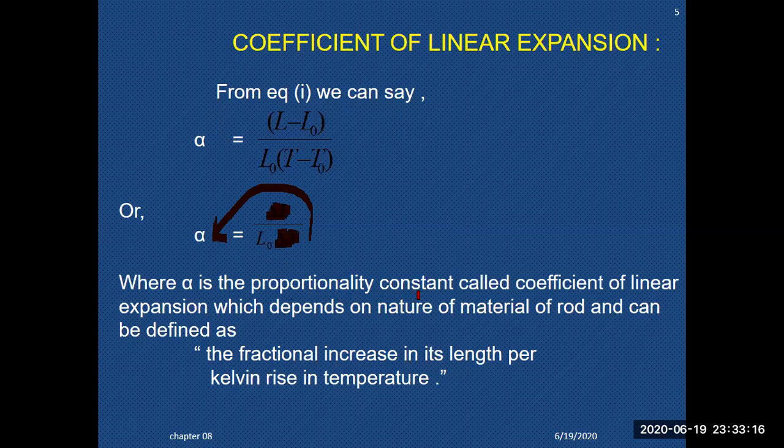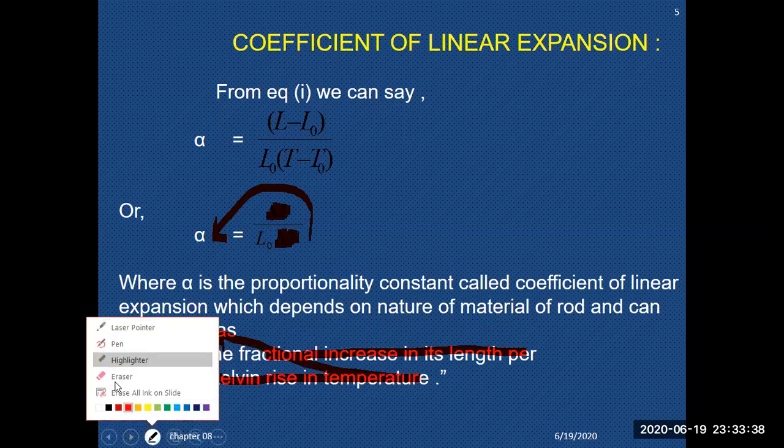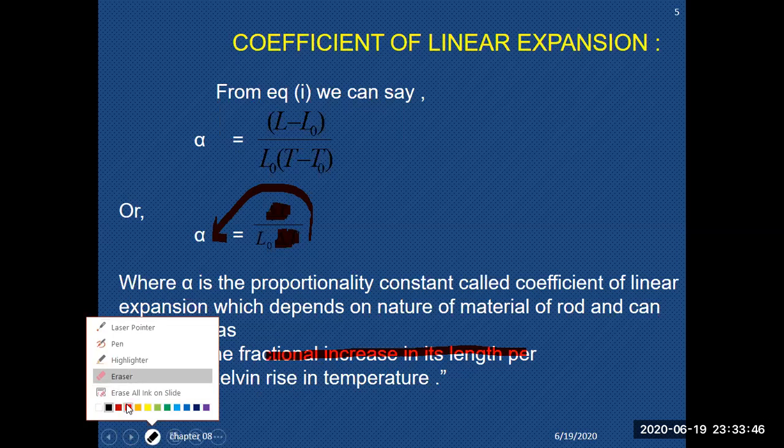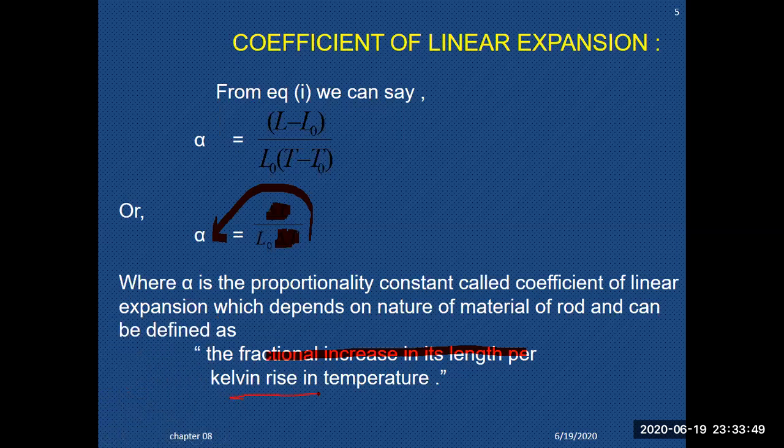Here alpha is the proportionality constant called the coefficient of linear expansion, which depends on the nature of the material of the rod and can be defined as the fractional increase in the length per unit length per degree, per Kelvin, rise in temperature. So this is the definition of the coefficient of linear expansion.